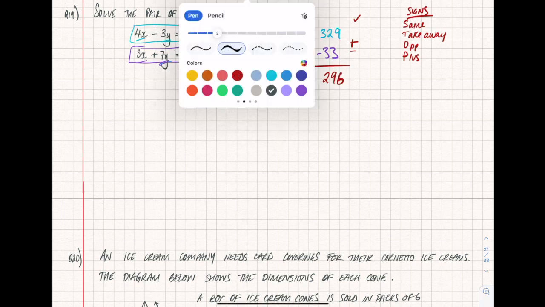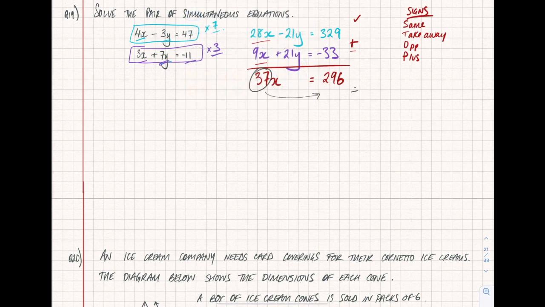Then your last step here is to rearrange this, so you take the 37 over and it becomes a divide by 37. So x is equal to 296 divided by 37, which ends up giving you 8. So that's your second mark there. And your final step is to take that 8. You're saying x is 8.